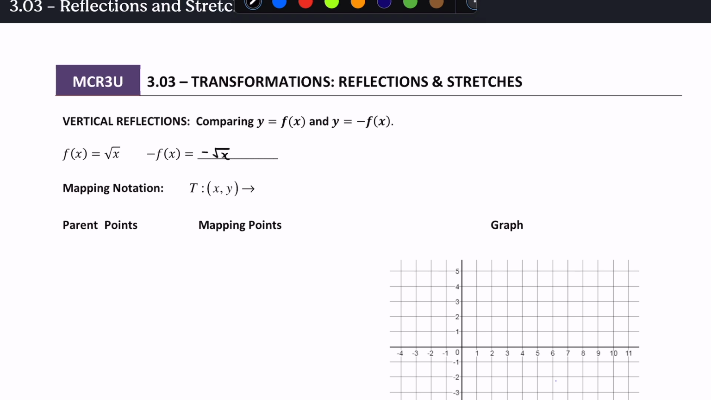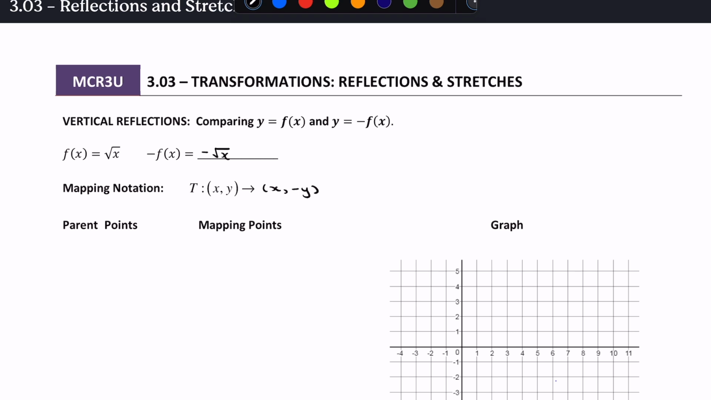And here, if we're looking at our mapping notation, again, our original x and y values, when it gets transformed with the vertical reflection, we see that the x values will stay the same, but the y values become negative.